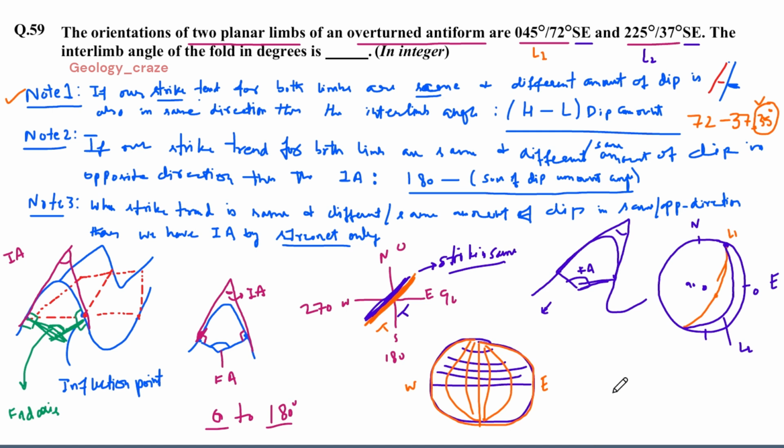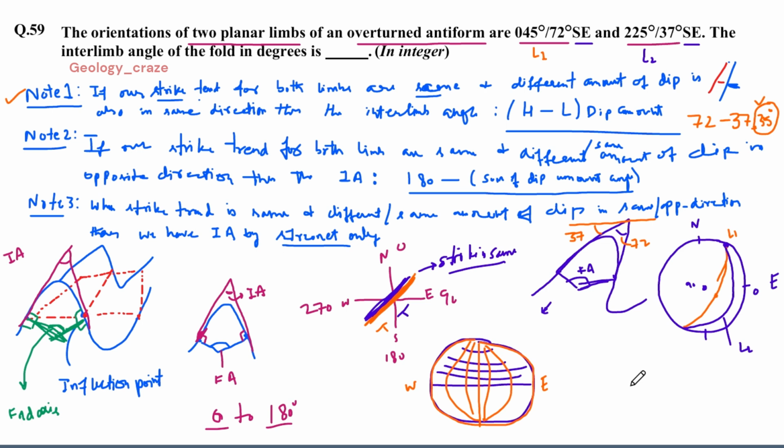Why is this so? I will draw one horizontal line here. Here we are getting two angles, one for this line, one for this line. This angle is 37 and this angle is 72. So if I want to calculate this interlimb angle, we simply subtract, because both are dipping in the same direction. From the higher we subtract the lower and we will get our answer. This is the case.